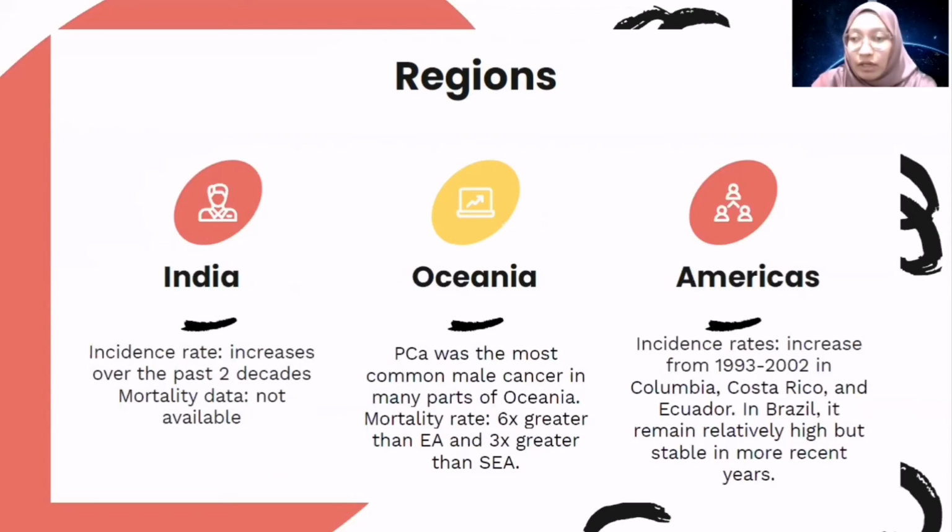Then we have Oceania, where prostate cancer was the most common male cancer in many parts. In fact, the mortality rate in Oceania is 6 times greater than East Asia and 3 times greater than Southeast Asia. In America, the incident rates of prostate cancer increased from 1993 to 2002 in Colombia, Costa Rica, and Ecuador, but in Brazil, it remained relatively high but stable in more recent years.